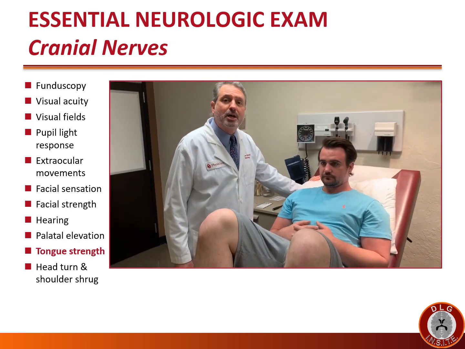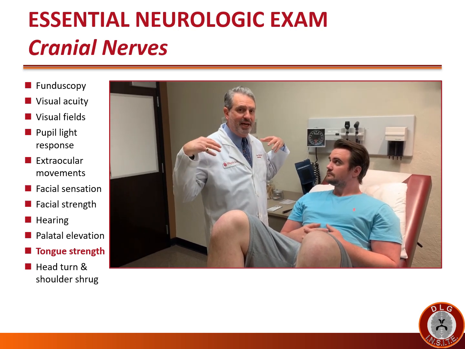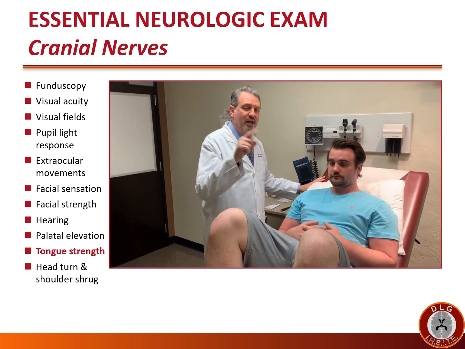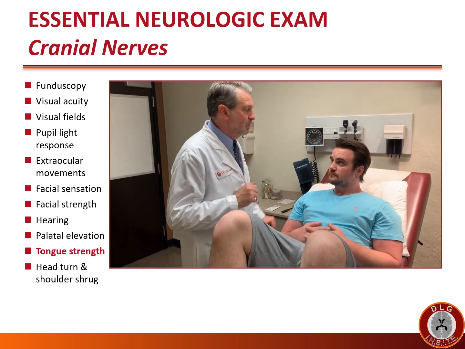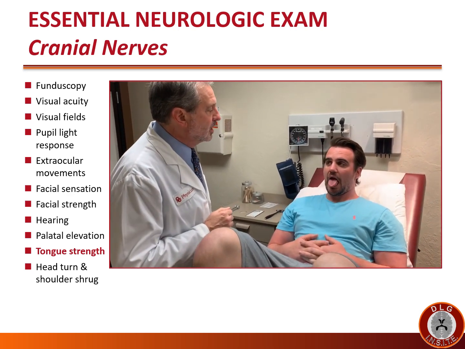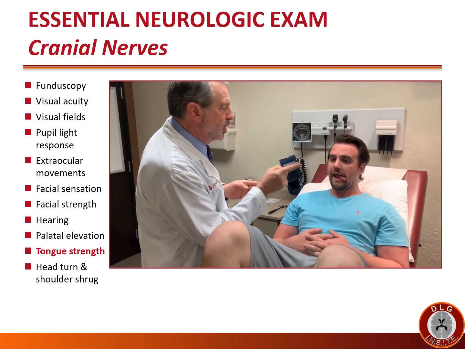Now let's assess tongue strength. We're going to skip cranial nerve 11 now because 11 is actually lower in the body than 12, which is in the mouth. So we're going to do cranial nerve 12, hypoglossal nerve, the tongue strength. And it's very simple. Sir, open your mouth and stick out your tongue. You want to see that it comes out directly in the middle, and then move it all the way to the left, all the way to the right.